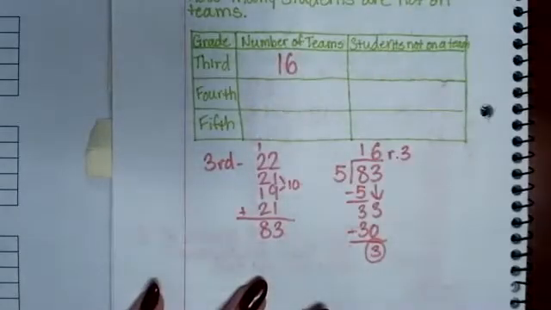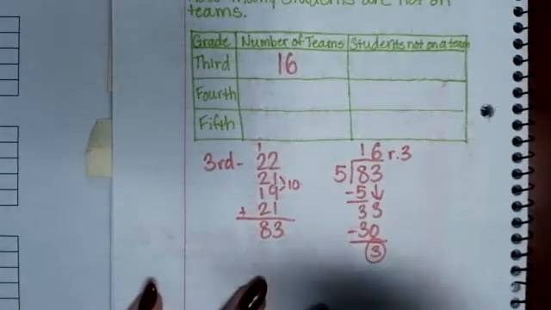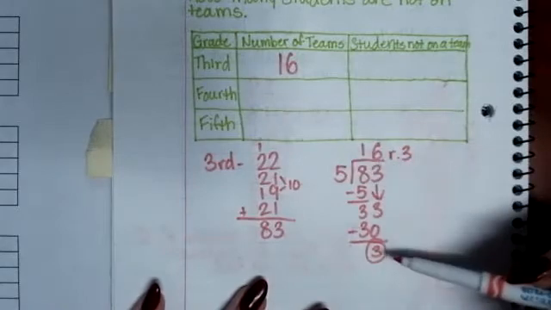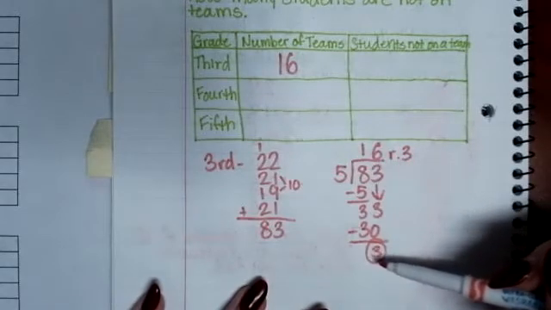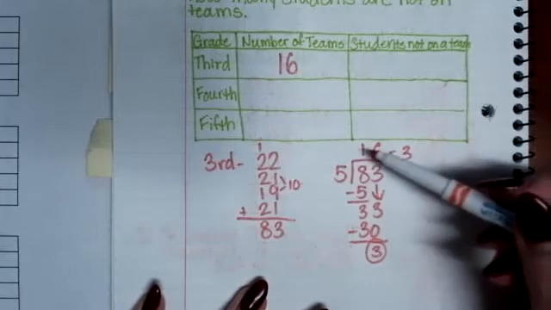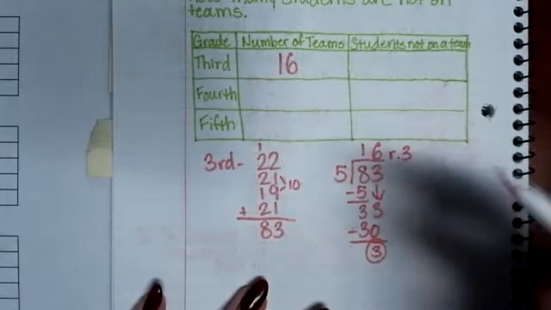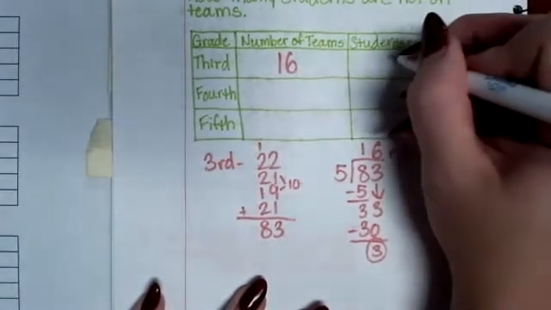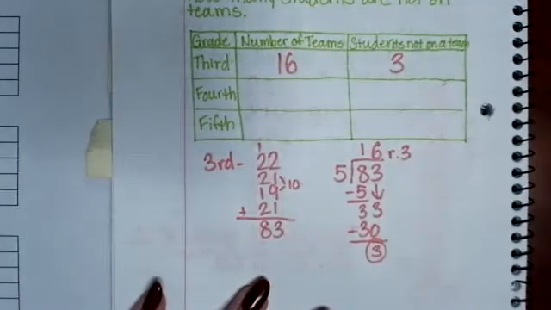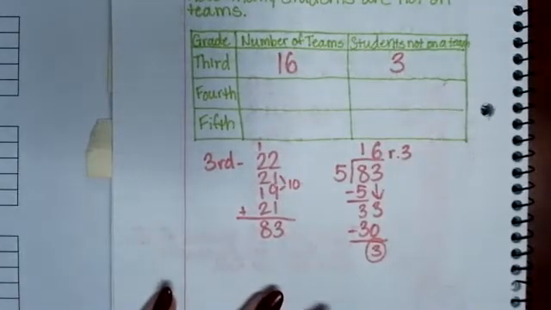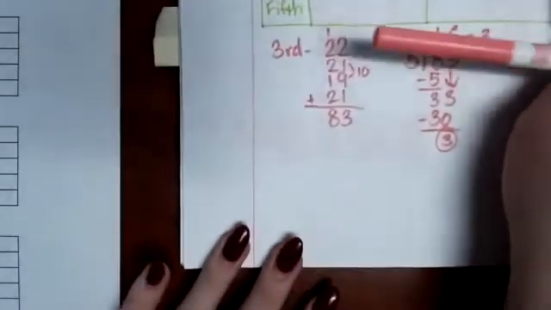And then students not on a team, that would be anyone who was not put into one of these groups. Well, I had 3 left over. Those are 3 students who did not fit into one of these groups. So students not on a team for 3rd grade, there's going to be 3. All right. Okay, let's move on to 4th grade.